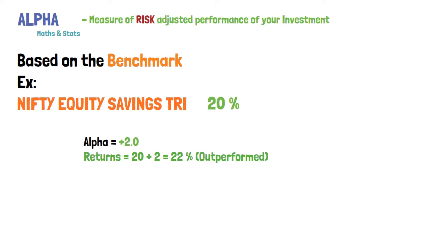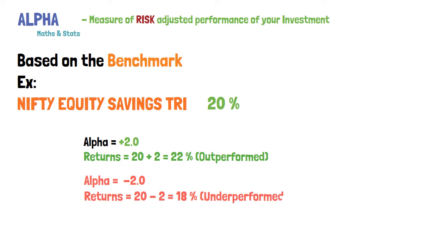Similarly, if we see a negative alpha, that is minus 2.0, then the fund has underperformed and gives returns of 18% for that specific year. Alpha also plays an important role in a mutual fund, so check the alpha numbers before investing in it.